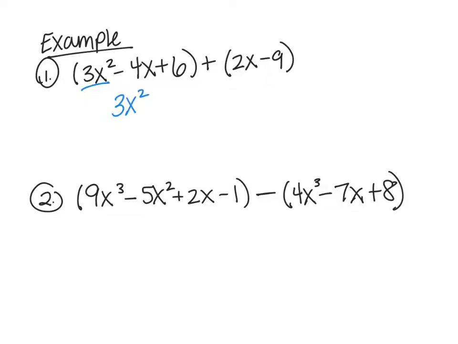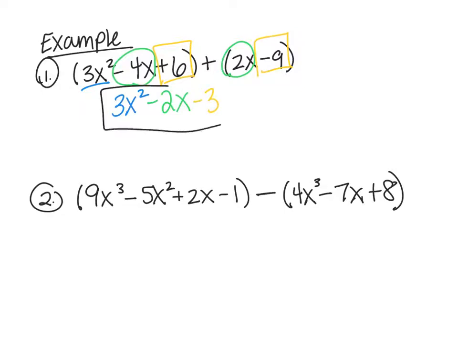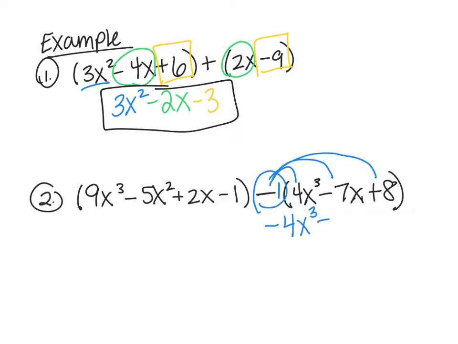Next thing I see is my 4x. So I've got a negative 4x combined with a positive 2x, which gives me negative 2x. And the last thing I see is a 6 and a negative 9, which gives me negative 3. Right? The next one is going to be my subtraction. So I'm going to take this negative, pretending it's a negative 1, and I'm going to distribute it. So it's really going to become a negative 4x cubed, a positive 7x, and a negative 8.